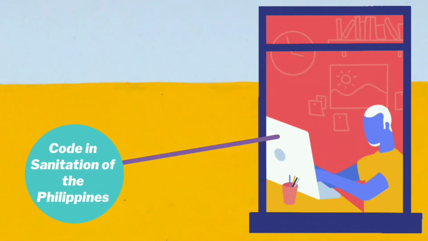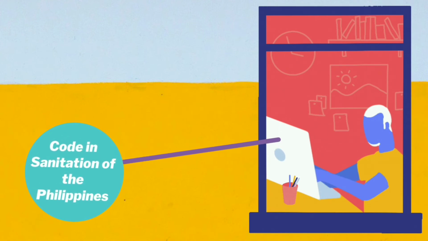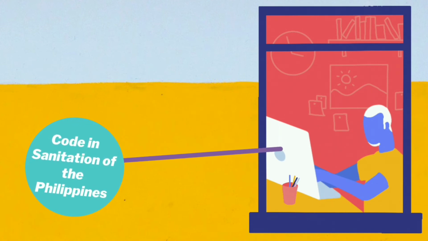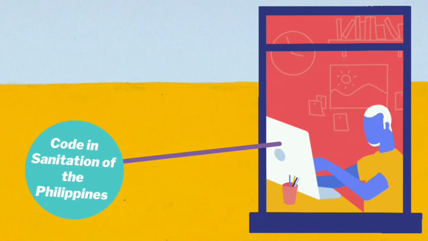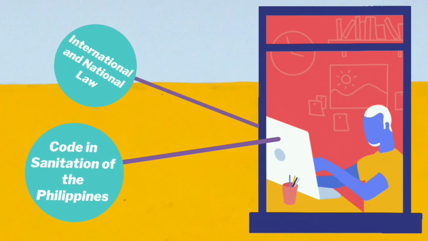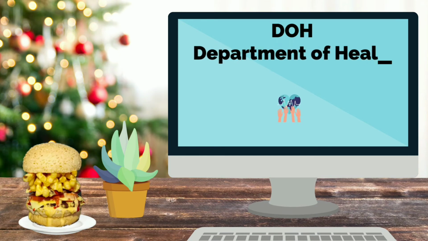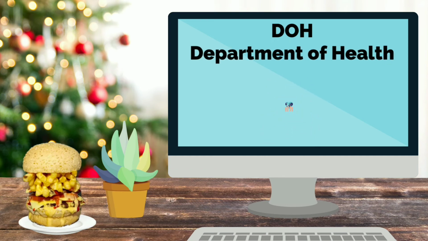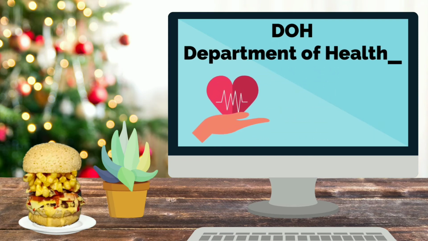The Code on Sanitation of the Philippines empowers the Department of Health with the following powers and functions: undertake the promotion and the preservation of the health of the people, and raise the health standards of individuals and communities throughout the Philippines. International and national law. DOH or Department of Health. They are responsible for ensuring access to basic public health services by all Filipinos through the provision of quality health care and the regulation of all health services and products.